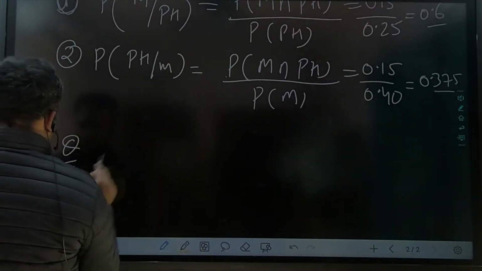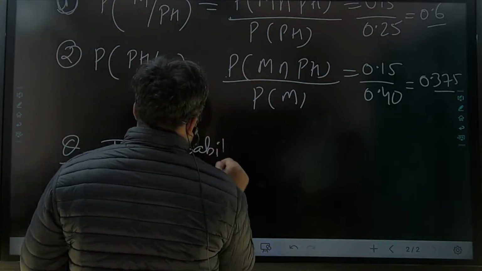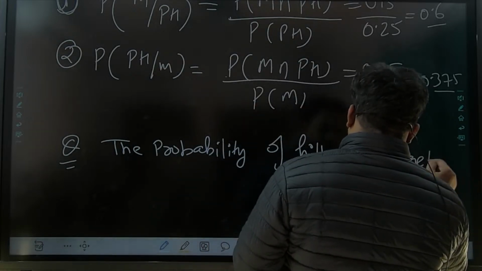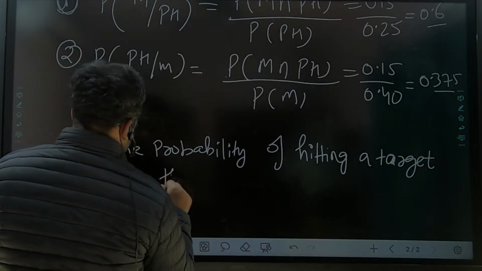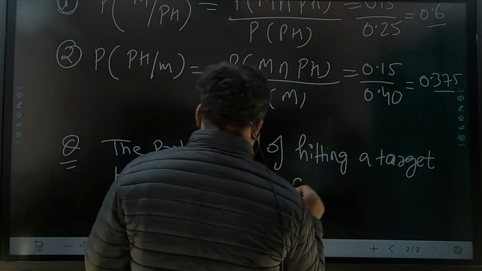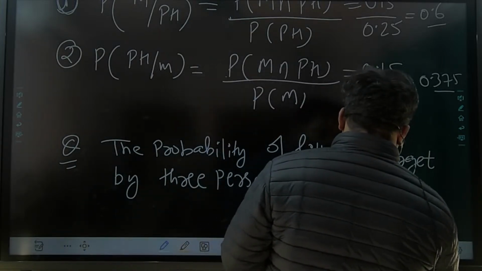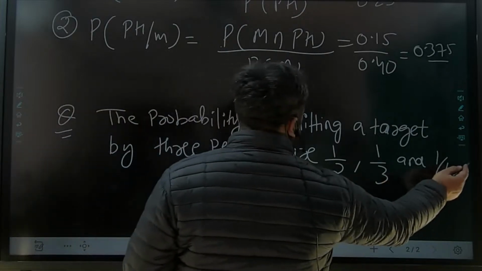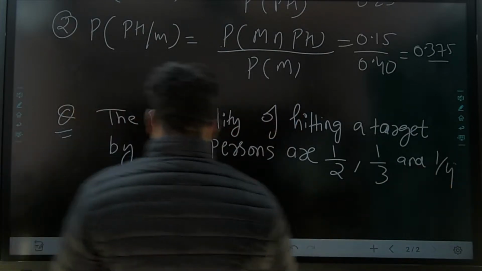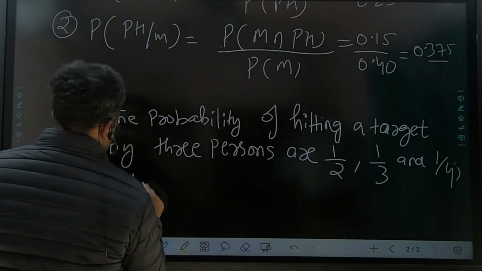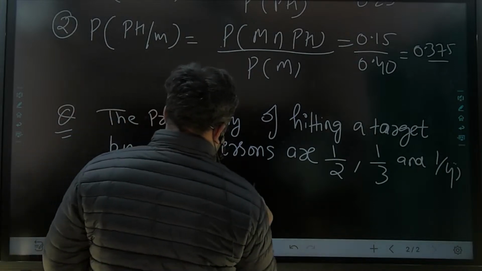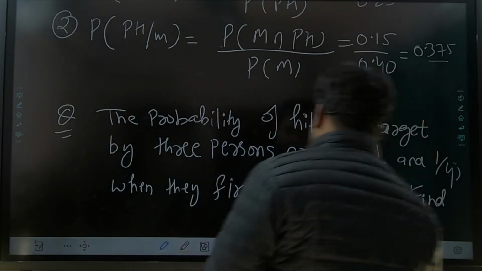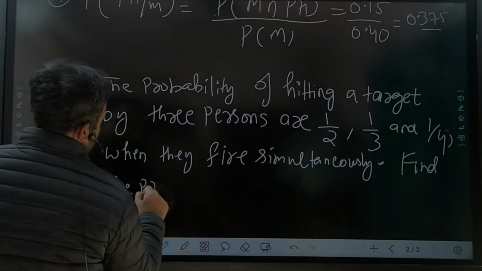Next question, you see. The probabilities of hitting a target by 3 persons are half, 1 by 3 and 1 by 4, when they fire simultaneously. Find the probability.